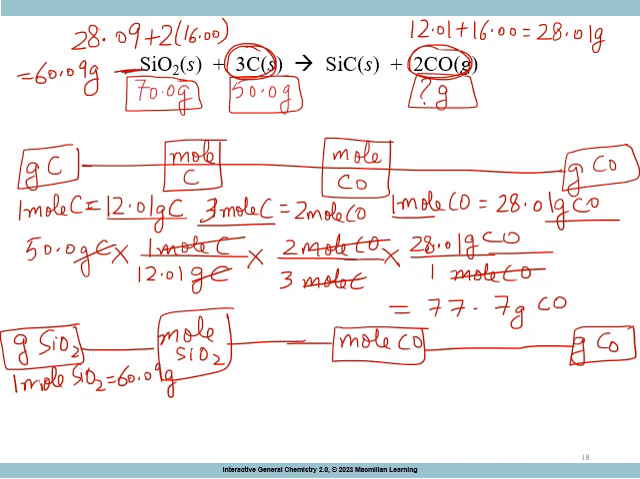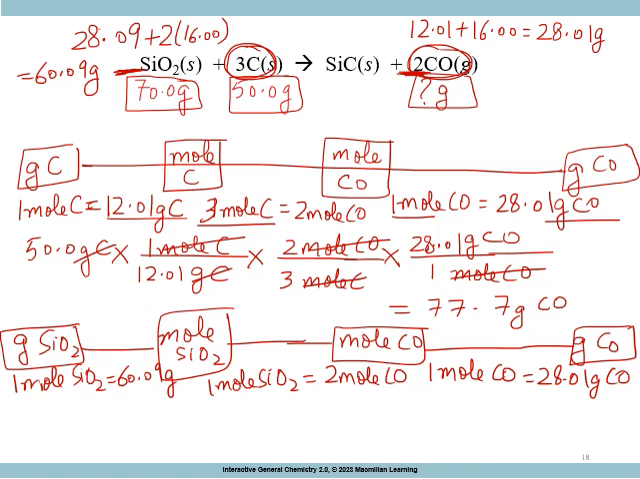For every 1 mole of SiO2 I make 2 moles of CO. Okay, right here. So 1 mole SiO2, 2 mole CO. Now I go from moles of CO to grams. Again, we just figured out the molar mass earlier. So 1 mole CO, 28.01 grams of CO.